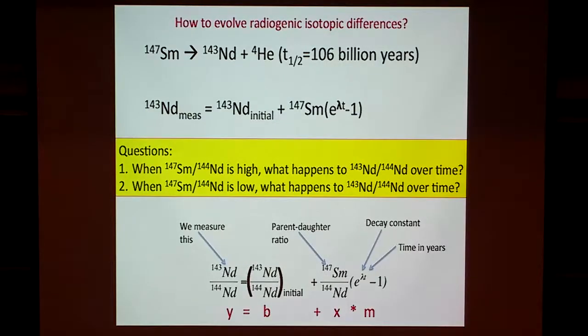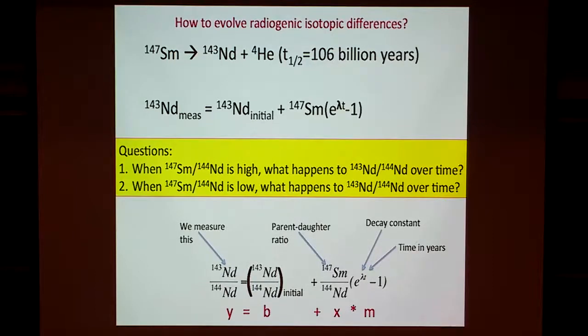So I'm not going to torture you with this. It's the same form, y equals b plus xm. You have the parent-daughter ratio, the initial 143/144, e to the lambda t minus 1 is m. Here's what you measure in the laboratory as well. And in this case, the half-life is a little bit more than twice as long.